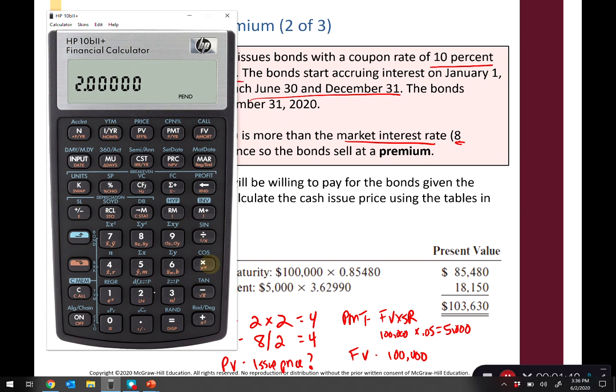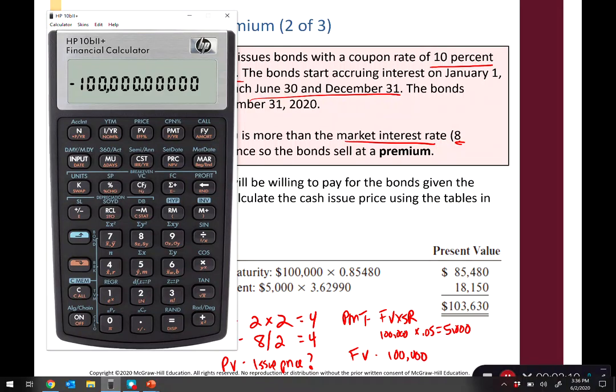We got 2 times 2 equals 4. That's my N. No solution. I hit the button too many times. Try again. 4 N. 4 I. 5,000 negative PMT. 100,000 negative FV. Why negative?